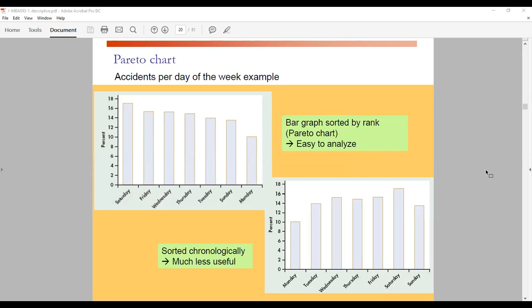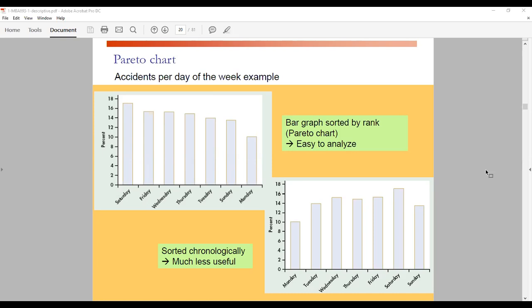Okay, the same data, accidents per day of the week. You can see that the upper left is sorted. It was ranked in the paper. It's easier to analyze. You can see that on Saturday there were more accidents than on Monday. On the bottom, you can see that it's not sorted.